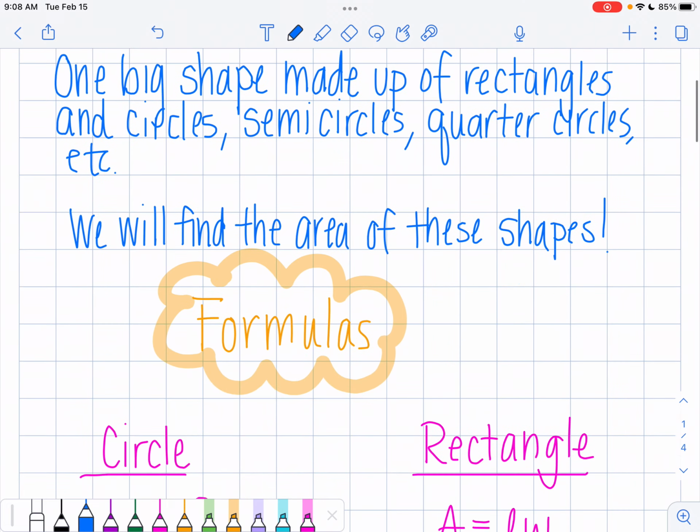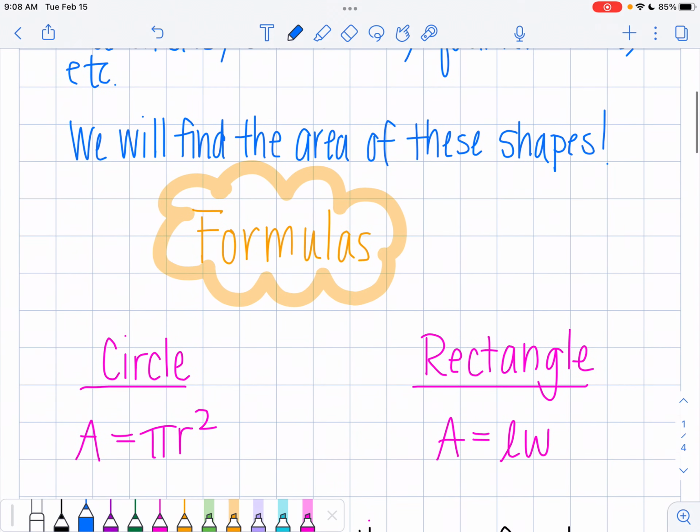So just as a reminder, I have the formulas here for the area of a circle. The area of a circle is pi r squared. And if you're doing something like a half of a circle or a semicircle, a semicircle would look something like this, and you would just want to take 1/2 of pi r squared, or a quarter of a circle would look like this. And you would want to take 1/4 of pi r squared.